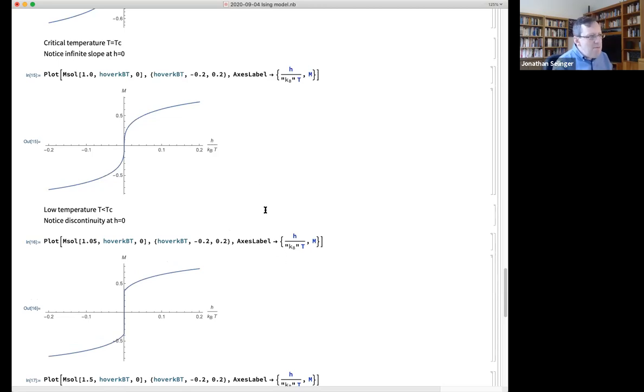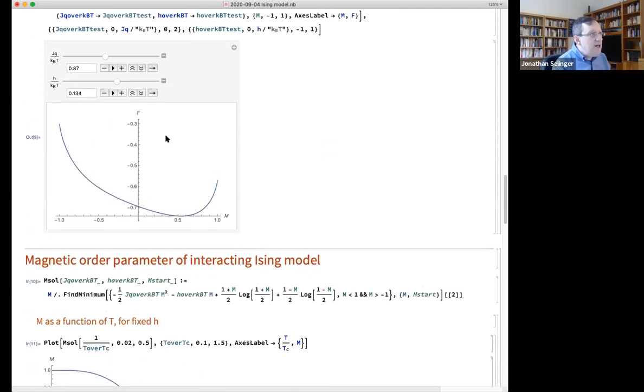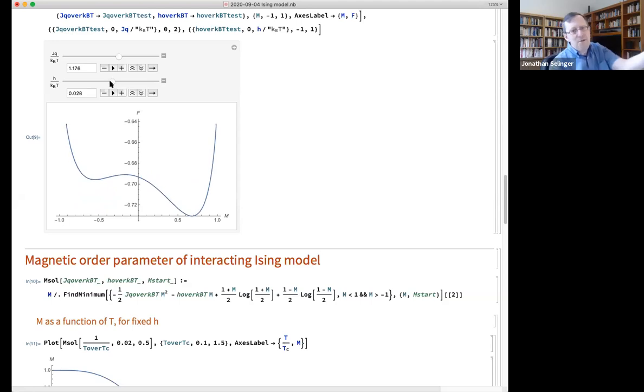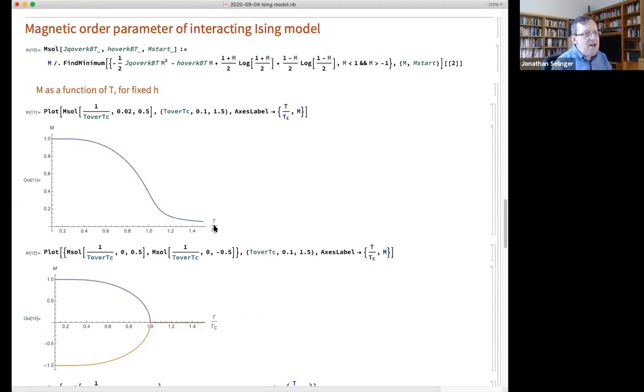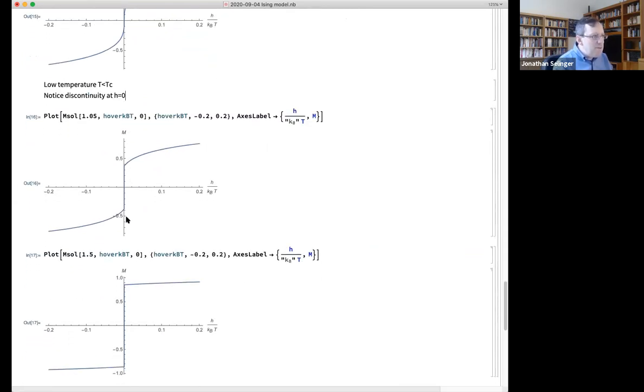That jump is the jump I was showing you over here, right? If there's a low temperature and you vary the field, it doesn't change much, and then jump. It jumps from positive to negative. Or if you take the field going from negative to positive, it jumps back. That is the jump that is plotted right there.